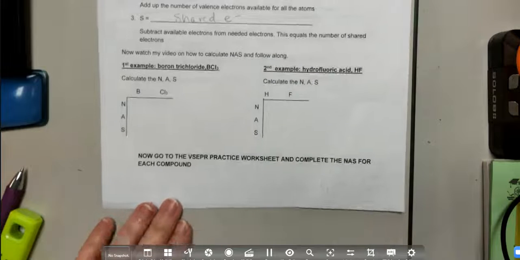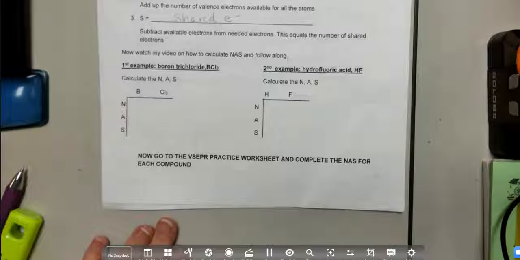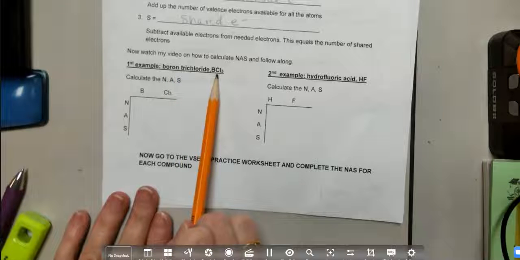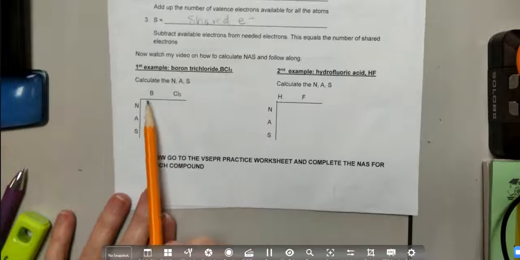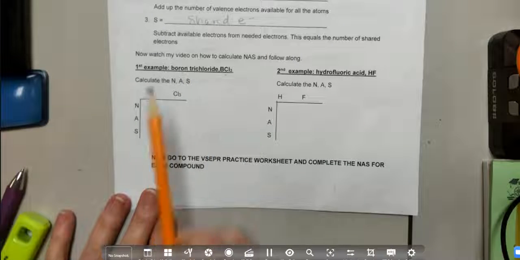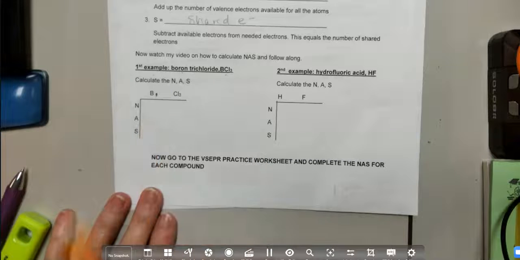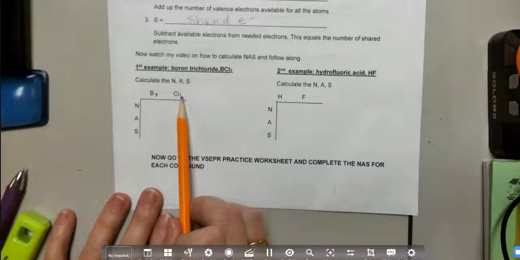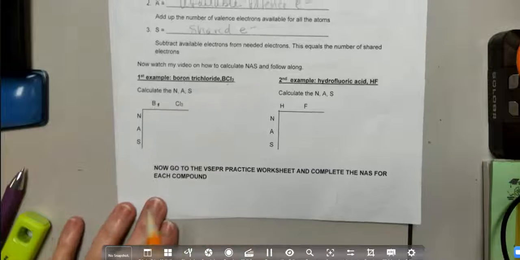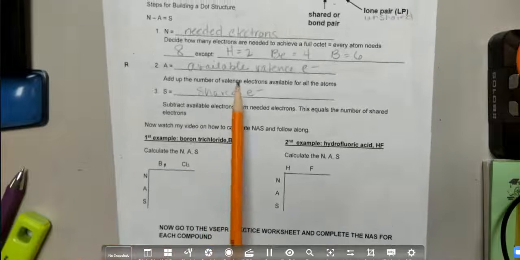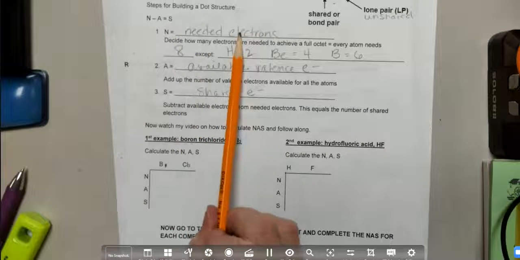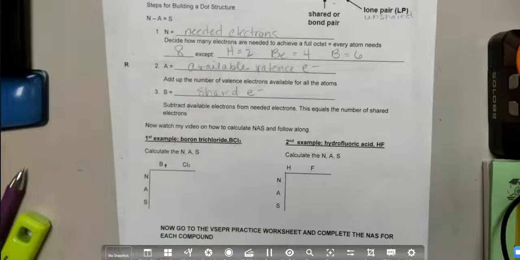Okay, now we are ready to calculate NAS. The first example here is boron trichloride, BCl3. Notice I put the B here, and there's only one of them. Remember, there's an understood one there. And there's three chlorines. So when we do our needed electrons, needed electrons is N, it helps to know how many atoms of each we have.